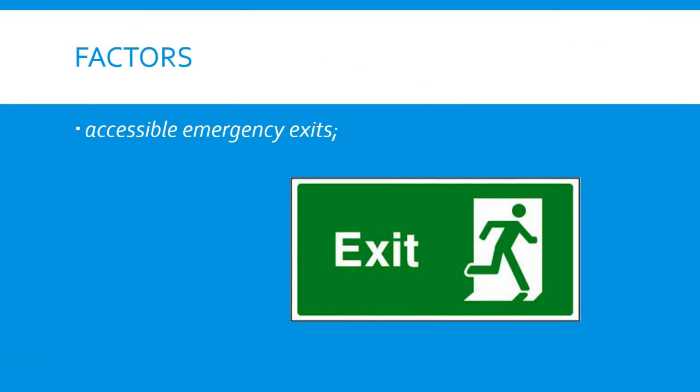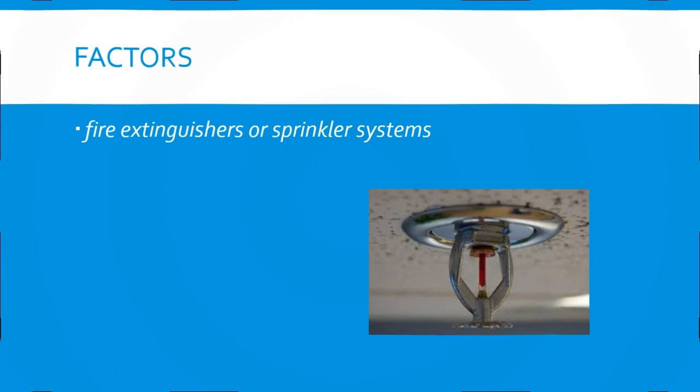Accessible emergency exits. Have a look at where those emergency exits are and see where they are around the college. There's quite a few of them. Any fire extinguishers or sprinkler systems as well. Okay, so you've got all the factors, you just need to put them up into a poster, go and research it, and that's all you have to do.